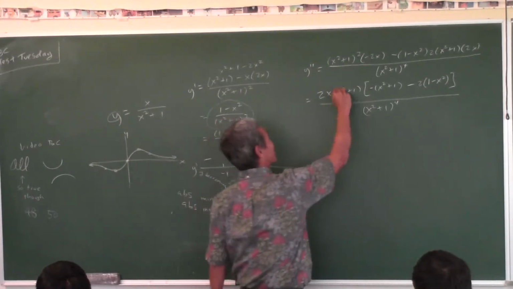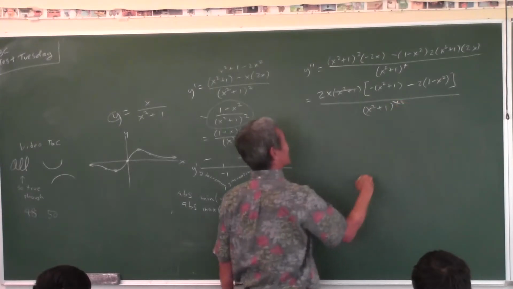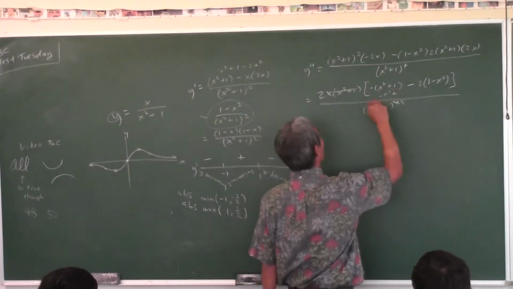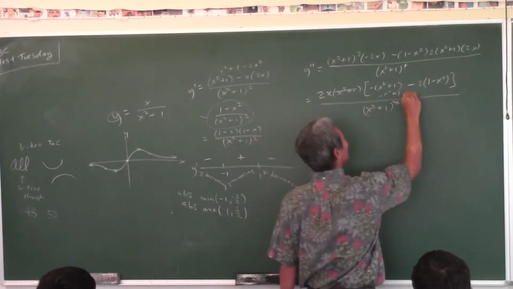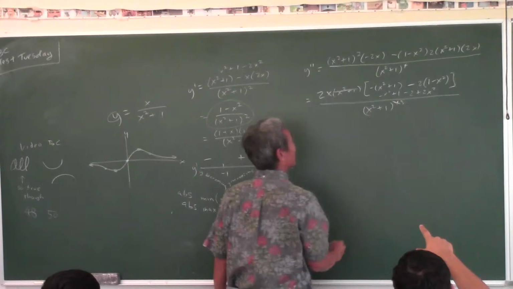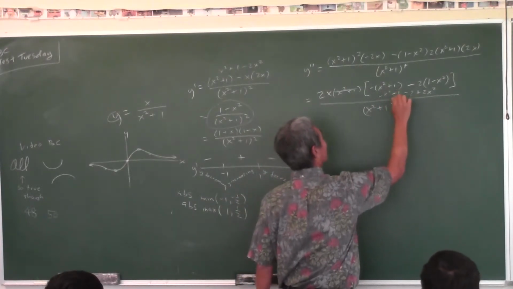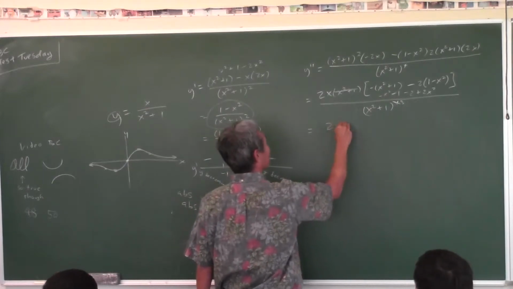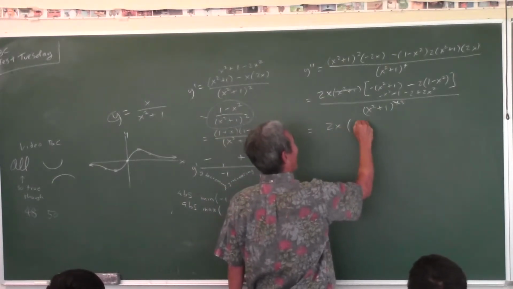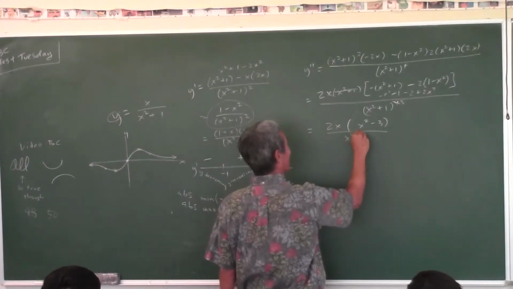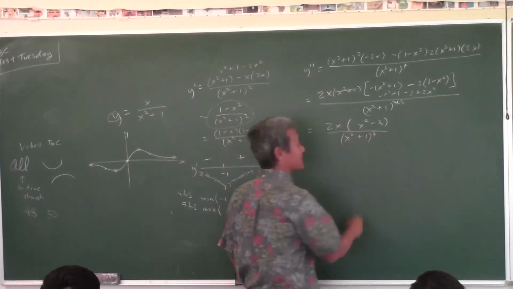Now can I cancel one of those into one of those? Yeah. Okay, now simplify what's in the brackets. Distribute and multiply it all out. Now do you see why you want to factor out a positive 2? Because then the first term will be positive. So, x squared minus 3 all over x squared plus 1 cubed. There you go. That's the second derivative.